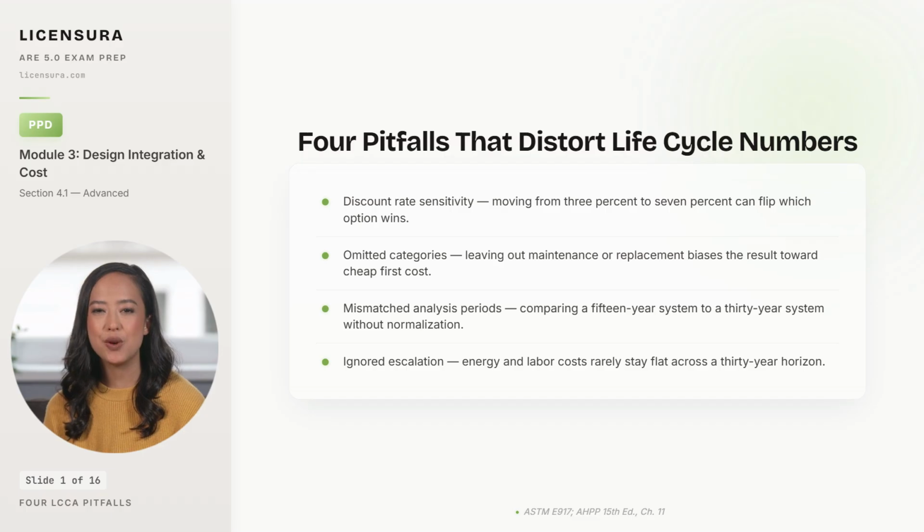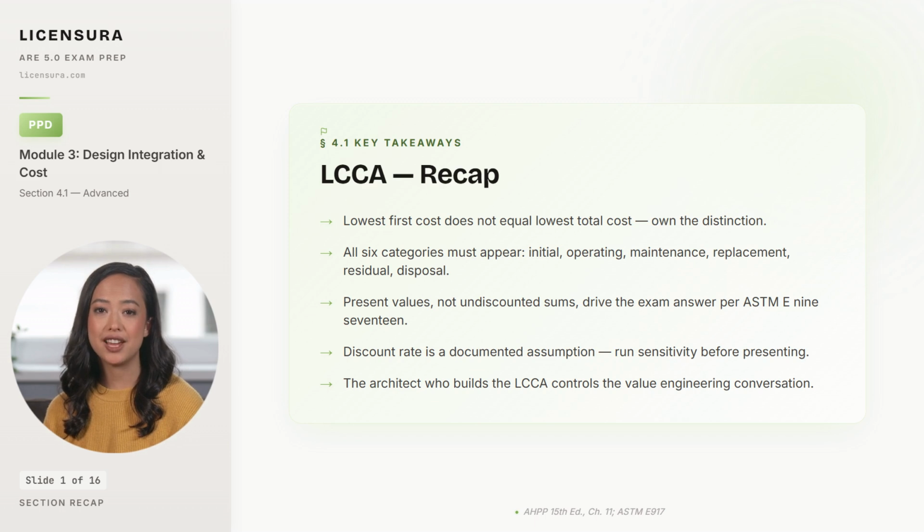Five takeaways anchor the way you should walk into the next LCCA conversation. Five things to anchor before you author another life cycle analysis. Lowest first cost does not equal lowest total cost. That is the single most tested distinction in the entire cost analysis section, and the architect who internalizes it controls the value engineering conversation. Every legitimate LCCA includes all six categories: initial, operating, maintenance, replacement, residual, and disposal. And any analysis that skips one is suspect.